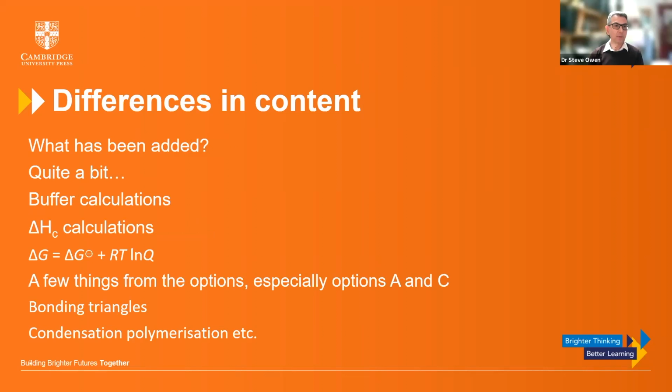And then let's have a look at what's been added. And there are quite a few things that have been added. Obviously, without the options, they've got to put more stuff into the core materials. So some of it is stuff which is just coming in from the old syllabuses, where we've had previous incarnations of the syllabuses. Things like buffer calculations are back in. They were in the options before, but they're back into the main part of the course. Calculations involving enthalpy change of combustion are mentioned explicitly. There's a bit more on delta G. There's a few things from the options, especially from options A and C. Things like bonding triangles are in. Condensation polymerization is back into the syllabus as well, and that will be something I will talk about in a little while. So there are quite a few changes to the content in there, but most of it is very much the same as on the previous syllabus.